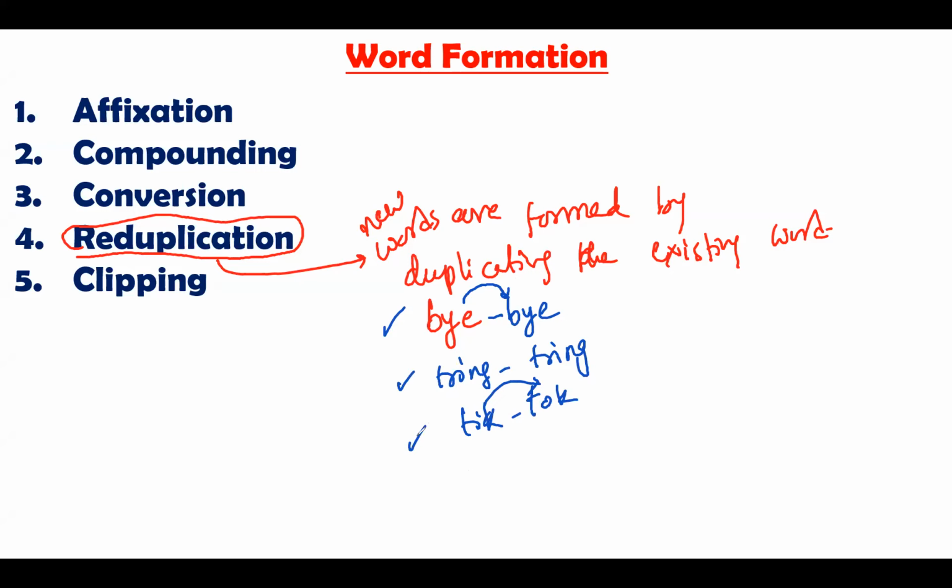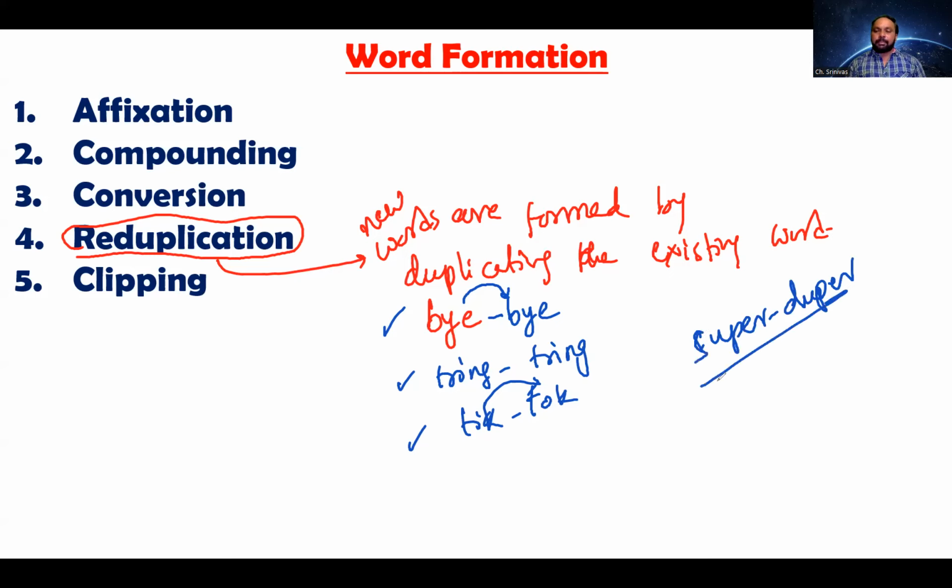Reduplication, we say. Okay, so tip top, walkie talkie, sing song. And what is the example that is super duper? We always say it is super duper. Super duper is an example for word formation. It is again the reduplication. By duplicating this word, a new word is coined, duper. This is the reduplication, right? This is about the fourth method.